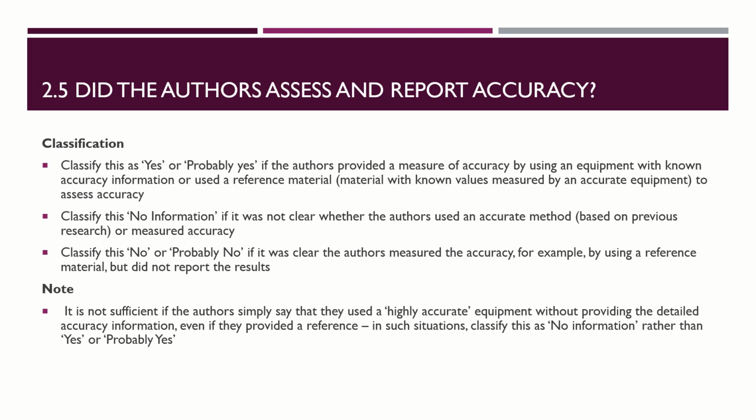Now, it is not sufficient if the authors simply say that they used highly accurate equipment without providing the detailed accuracy information, even if they provided a reference. Okay, so they provided a reference, but they did not provide what the accuracy was from that reference. In such situations, classify this as no information rather than yes or probably yes, because we don't know what highly accurate means. So that author might say the accuracy was 50% and it was highly accurate. We don't know that. So they need to provide some numbers.